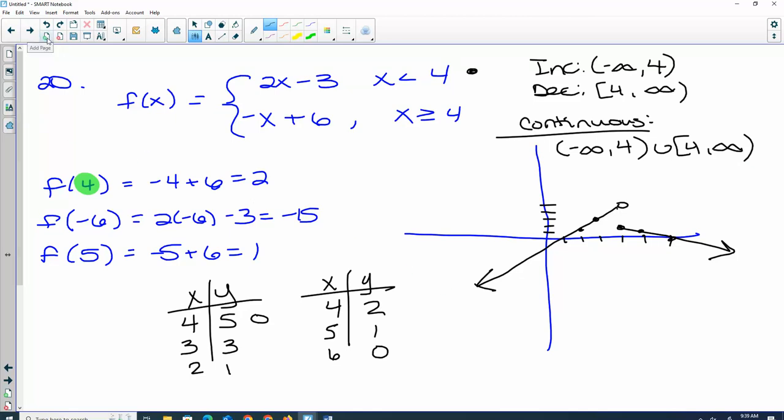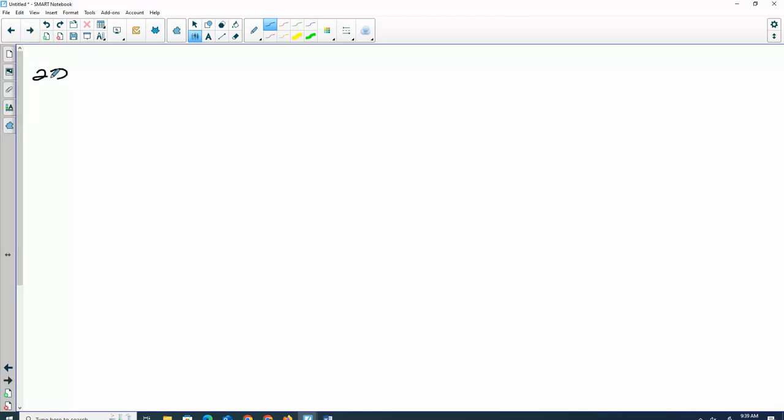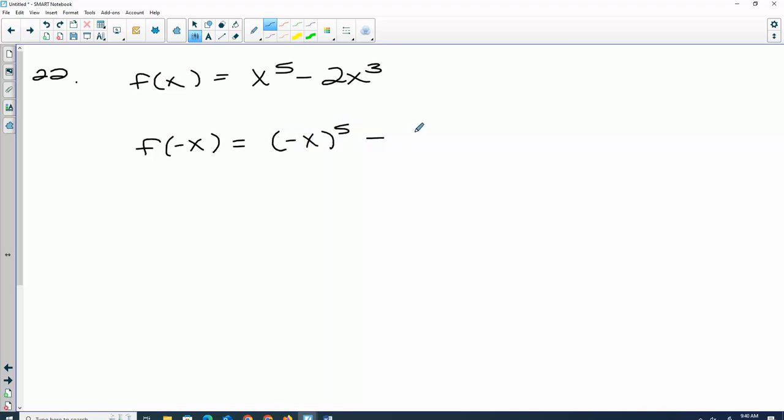Number 22. I'm going to try to quickly get through these. So even, odd, and neither. So remember on these, what we did, it's like symmetry. So we replace our x with a negative x. If you get the same thing you started with, it's even. If you get the exact opposite, it is odd.